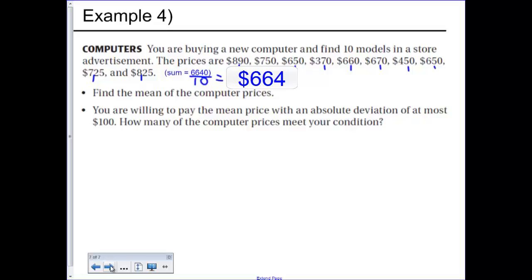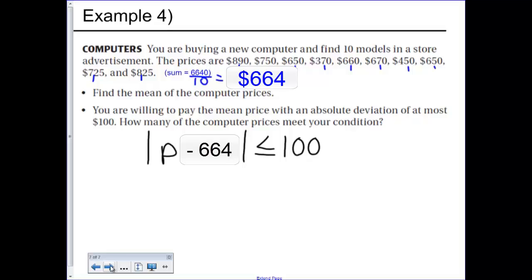It says we're willing to pay the mean price with an absolute deviation of at most $100. How many computer prices meet your condition? Well, this is a deviation question. So the price minus the expected value of the price. The expected value would be the average. And we want to pay at most $100 more or less from the mean price. So the $100 is the greater of the two, but we're okay to pay at least $100 or at most $100. So we can put an equal sign there.